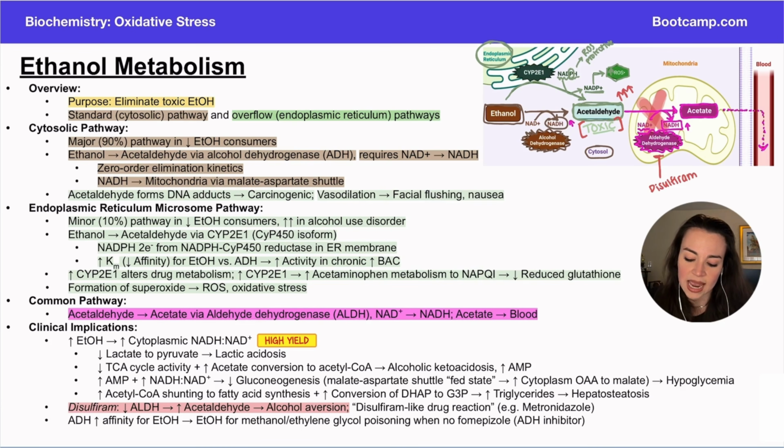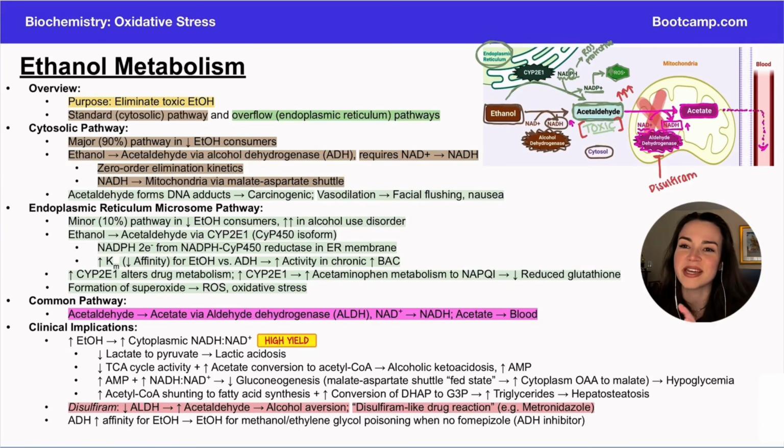And these are reactions that can happen with certain drugs, like, for example, metronidazole, which is an antibiotic that causes this disulfiram-like reaction. So when patients drink alcohol on metronidazole, they're going to experience a very similar phenomenon to what they would experience if they were taking disulfiram. They're going to experience that nausea and that facial flushing the same as if they were taking disulfiram. And that's what a disulfiram-like reaction is.